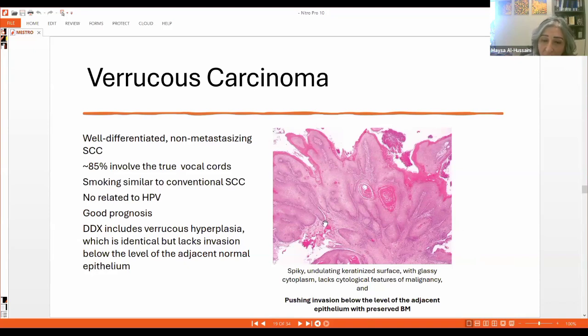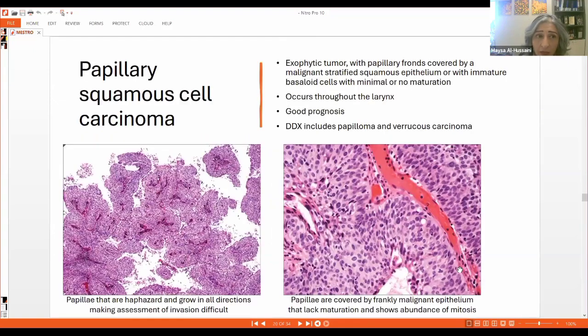It's by looking at the lower or deep part of the tumor, where we see the tongues of the tumor extending beneath the surface epithelium. This is the only way to make a confident diagnosis of verrucous carcinoma. Now remember, although this is called verrucous carcinoma, this is not associated with HPV infection. It is associated with good prognosis because this is non-metastasizing. And remember that we need a generous biopsy in order to render the diagnosis.